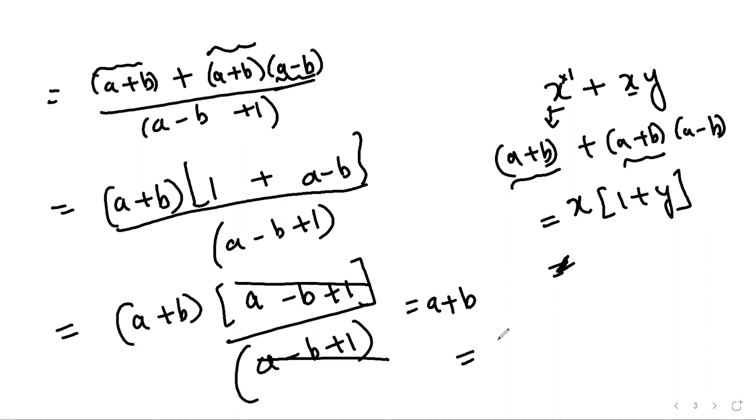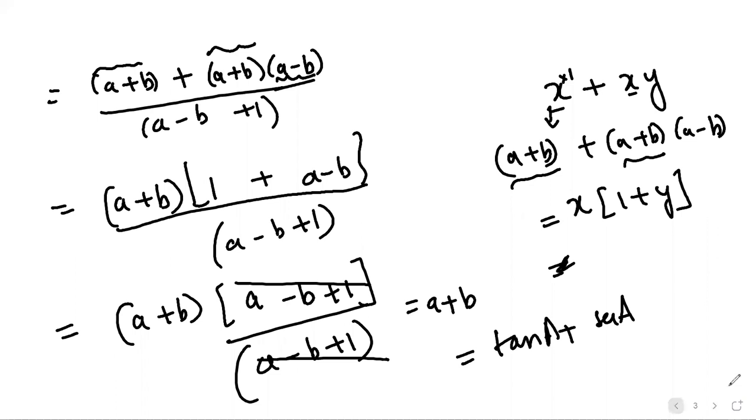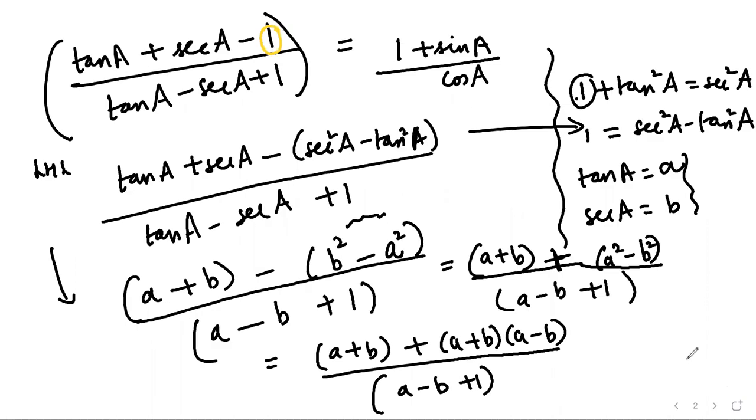Okay, so what is a now? Tan A. What is b? b is secant A. Just look back, that's what we have substituted, isn't it? b is secant A. What was expected of my right hand side? This. So I still don't have what I want, isn't it?